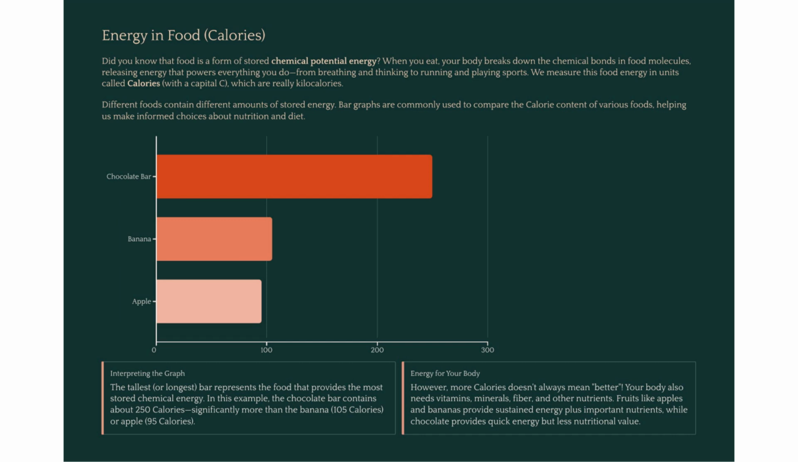The food you eat gives your body chemical potential energy, measured in units called calories. Nutrition labels often use bar graphs to compare the calories in different servings of food, or to break down the energy sources like fats, proteins, and carbohydrates. The tallest bars on these graphs represent the foods that provide the most stored energy for your body to convert into kinetic energy for running and growing, or thermal energy to stay warm.